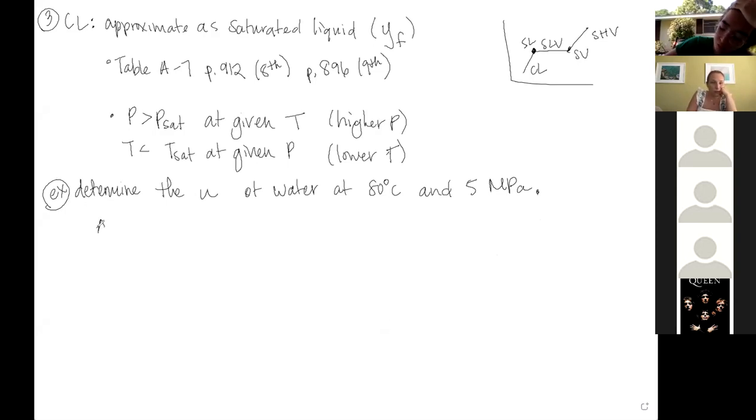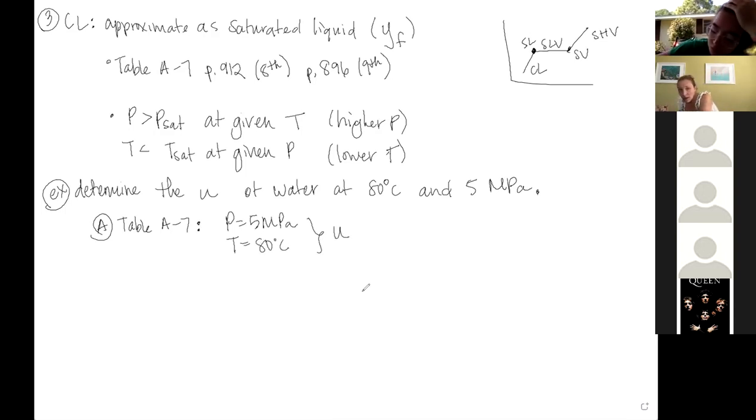So if we use table A7, which is the compressed liquid table, I know all of you don't have it, which is why I'm not going to make you do it right now. But in table A7, if we look at a pressure of 5 megapascal and a temperature of 80 degrees Celsius, our internal energy is 333.82 kilojoules per kilogram.